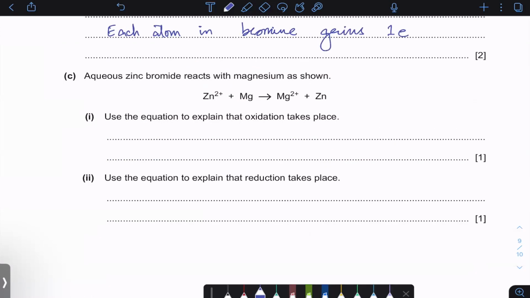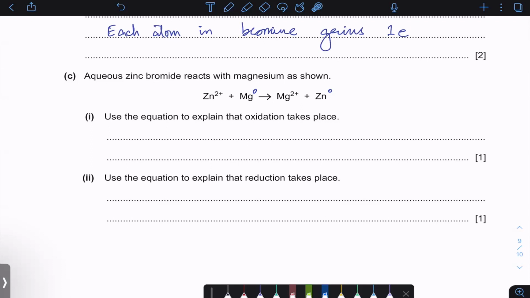Okay. Aqueous zinc bromide reacts with magnesium. Whenever you have an equation like this, what I usually do is कि मैं उसके ऊपर बाकी charges भी लिख लेता हूँ. बाद में useful रहता है वो. Use the equation to explain that oxidation takes place. Let's see. Oxidation is when the number increases, or when electrons are lost, or when oxygen is gained. Oxygen तो यहाँ पे है नहीं, तो number increase करें. Magnesium goes from 0 to 2 plus.